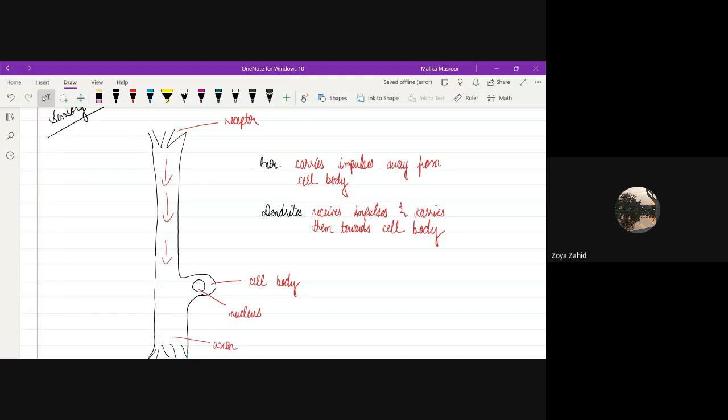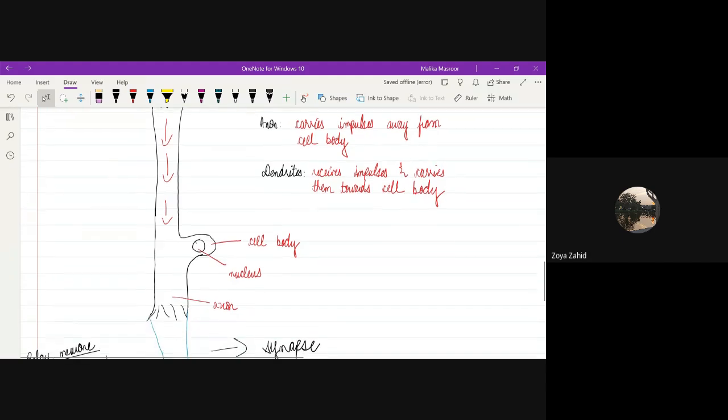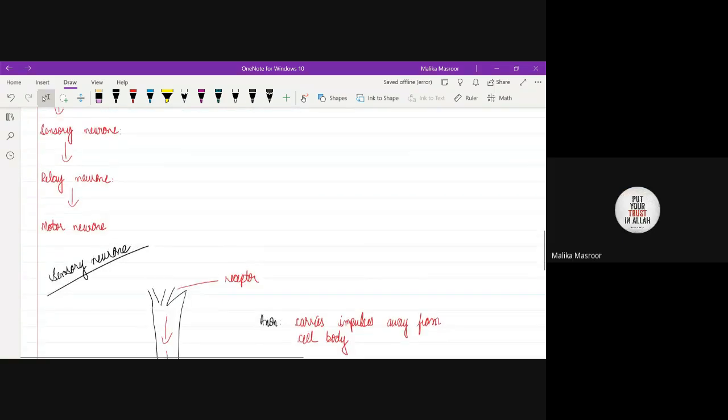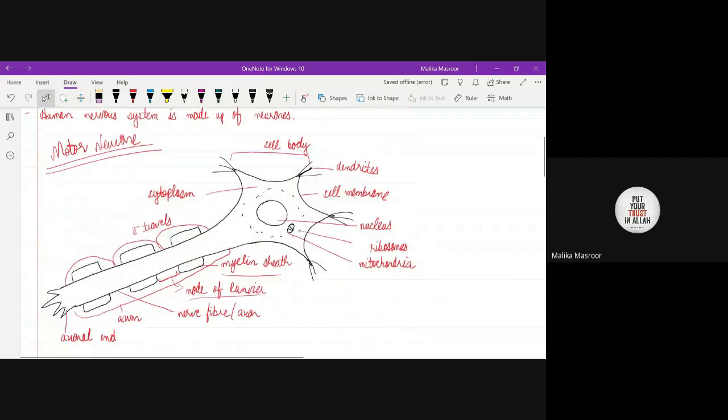When you say that dendrites move towards the cell body, that means if there's a receptor cell, the dendrites will be attached to the receptor cell? Yes. Let's say this is your dendrite, and the receptor is attached at this point. It will take the impulse towards the cell body, and then from the axon, it will take it away from the cell body and join it with the effector. Since this is a motor neuron, some muscle will be here, and that will be the effector. Is this clear?